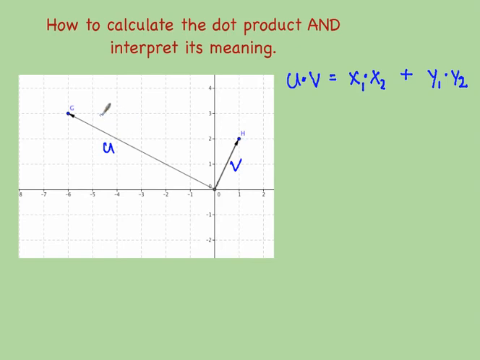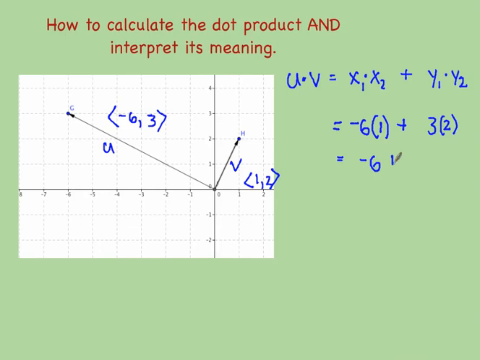So I can see for this vector u, in component form, I have -6, 3. And for v, I can talk about v as 1, 2. Okay? So, what are my x's in this particular case? -6 multiplied by 1. Right, there's my x, multiply my y's, and then add. And as you can see, this is going to give me 0, a dot product of 0.